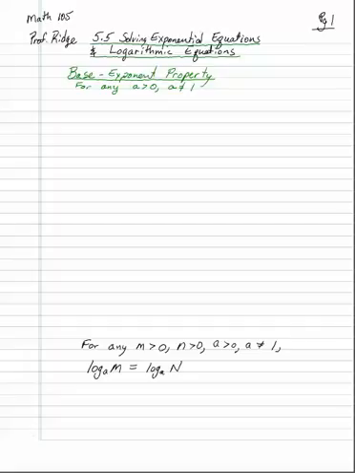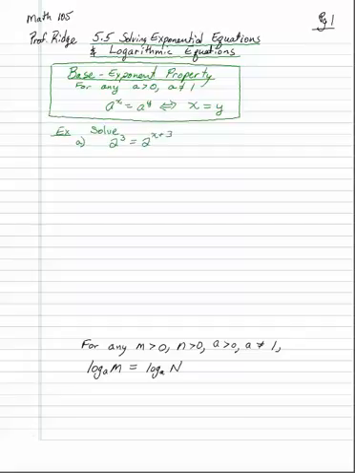So our first property, the base exponent property, says for any a greater than 0 and a not equal to 1, the equation a to the x equals a to the y is equivalent to x equals y. Alright, so we're going to use this to solve some exponential equations.